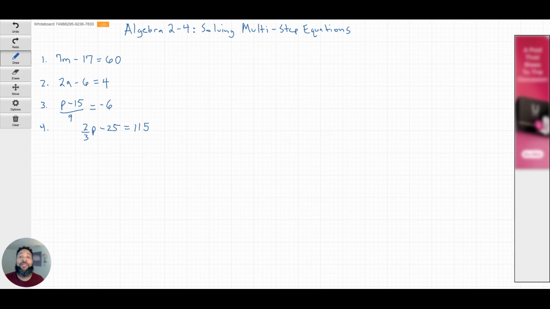Hey, in this video, I'm going to show you how to solve equations when it comes to algebra, but not just any type of equation. I'm going to show you how to solve multi-step equations. What do I mean by multi-step equations? Well, multi means many. So where it takes you more than one step in order to solve the value.